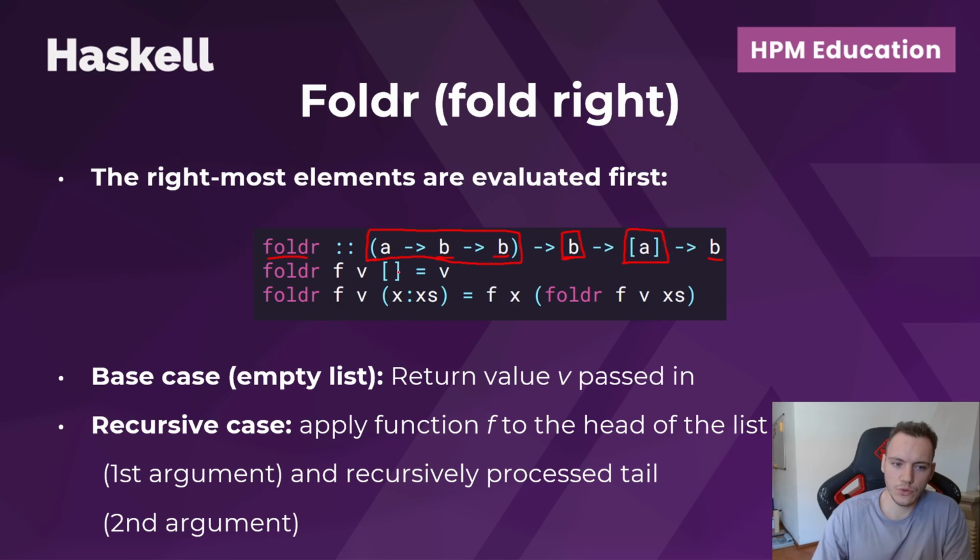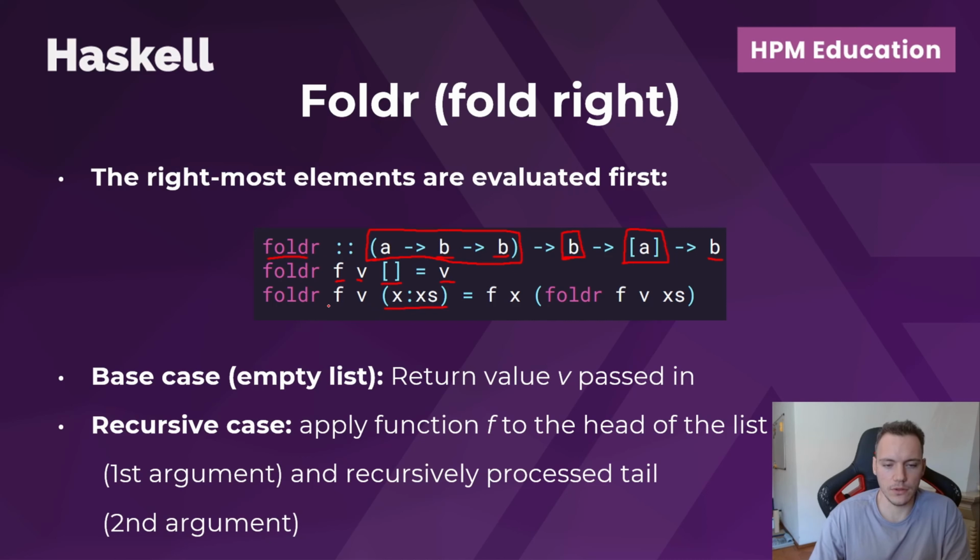Okay, so we have two general cases with foldr. It's also defined here with recursion. The base case is if we get a function and a value, but we get an empty list. In that case, we just return the value because we don't have any elements in the list to apply the function to. And the other case is when the list has at least one element.